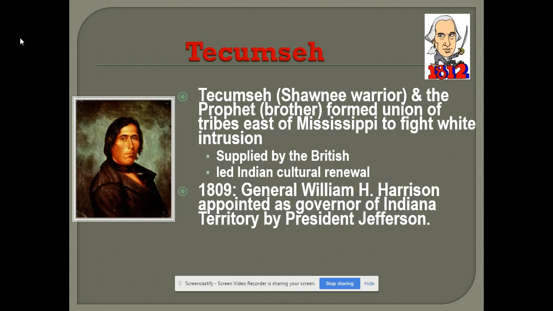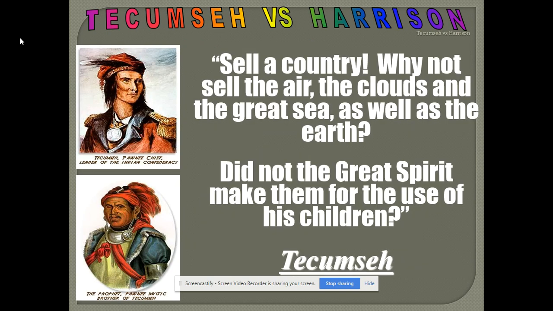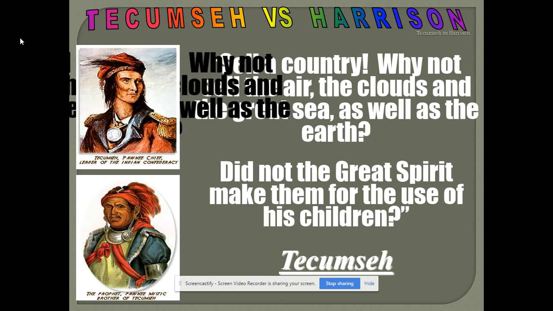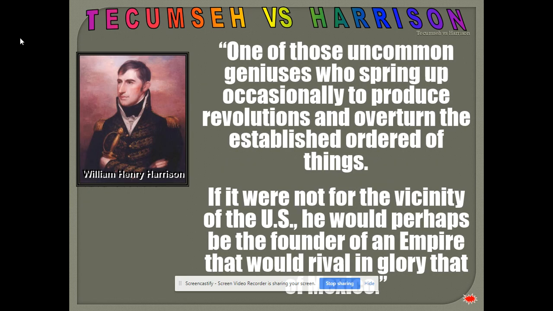But in 1809, while he was gone, Harrison attacks him to try to basically convince him to quit attacking American settlements. Okay. And this is a famous quote from Tecumseh: "Sell a country, why not sell the air, the clouds, the great sea, as well as the earth? Did not the Great Spirit make them for the use of his children?" He's arguing like, you can't just buy this land from us. This is ours.